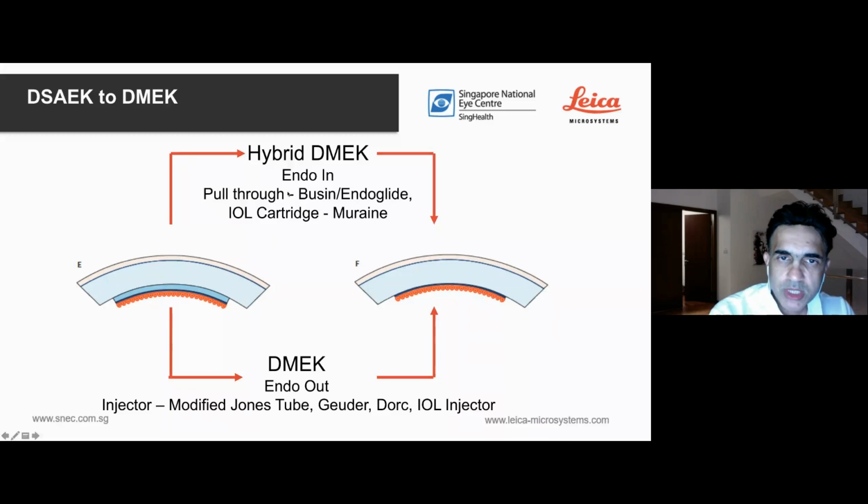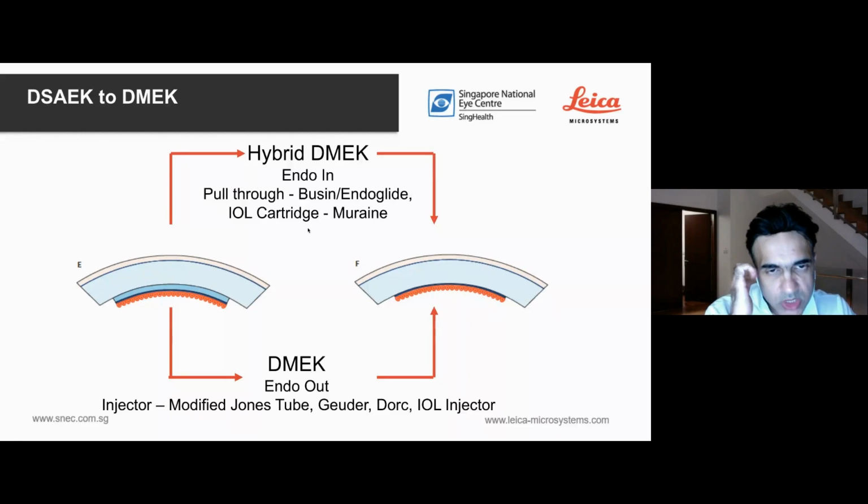The second option is a slightly newer concept, I would say probably over the last couple of years, where you use something that we call an endothelium in technique. So typically the endothelium is rolled on the inside. So when it's pulled inside the eye, you can use different devices. One is Busin's glide that you can use. We have the EndoGlide that I'll show you in some of the videos. Marc Moraine uses an IOL cartridge. But the big difference is that the endothelium is on the inside as opposed to the outside.